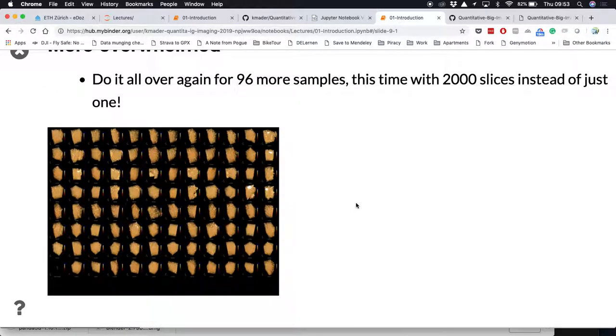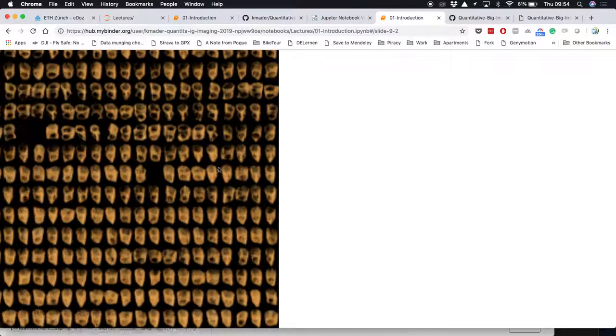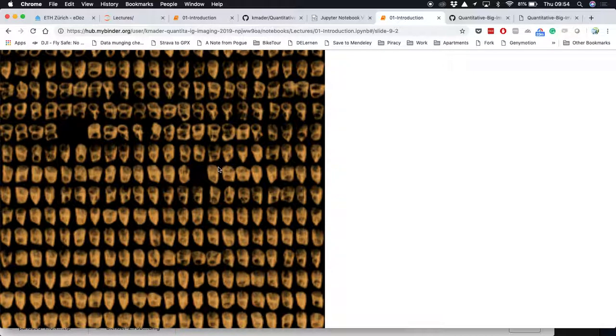If you were to do this again with 96 samples and 2,000 slices instead of just 1 slice, of course, this then gets well beyond your ability to analyze it in a reasonable way. And then if you do it again for 1,090 samples, each one of them has different cells, different structures in it, and you want to start comparing what the different shapes mean and how these are related to each other, then you get into a very, very difficult problem. And so you're way beyond anything you can really analyze easily yourself.